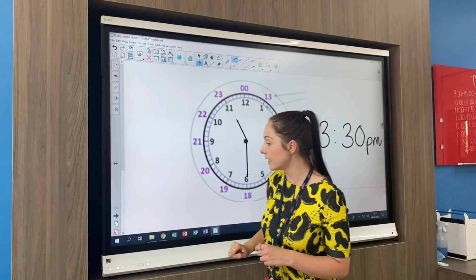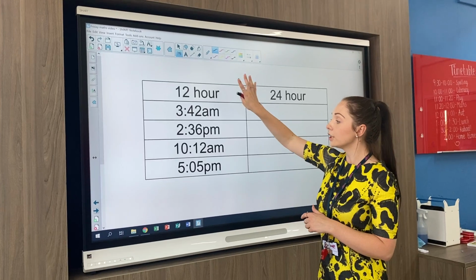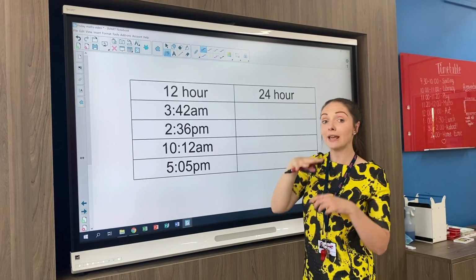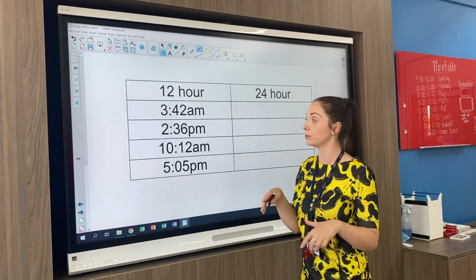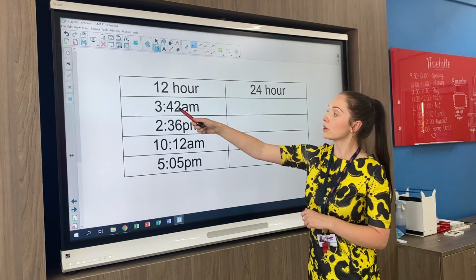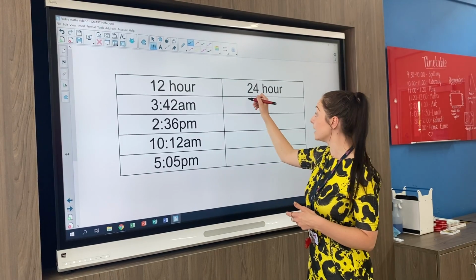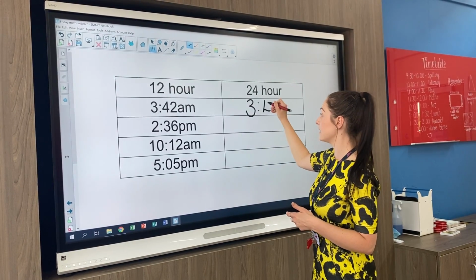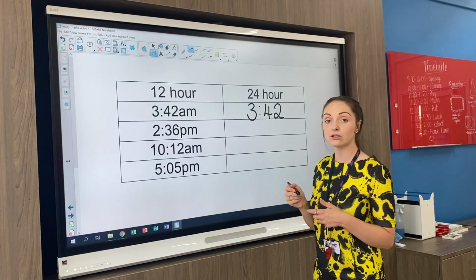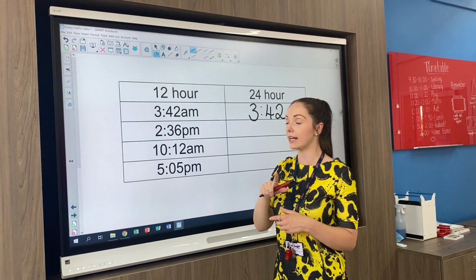So let's have a look at these then, and do a little bit of converting. So if you've got this on your mild sheet then, you make sure you use that clock to help you. That's what it's there for. So let's have a look at converting some of these. So 3:42 AM. So it's AM, so it's not going to change. So that one is nice and easy. Yeah, it stays as 3:42 because we don't have to change it because it's AM. So make sure you look really, really carefully.